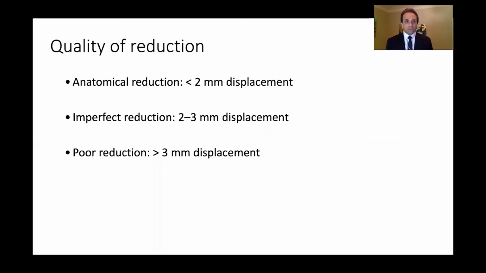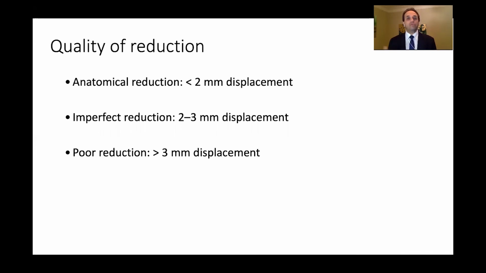The quality of reduction: when we reduce a fracture, we need to achieve less than 2 millimeters of displacement, and we call this anatomic reduction. And that's why fractures displaced less than 2 millimeters are treated conservatively, because the aim is achieved already.